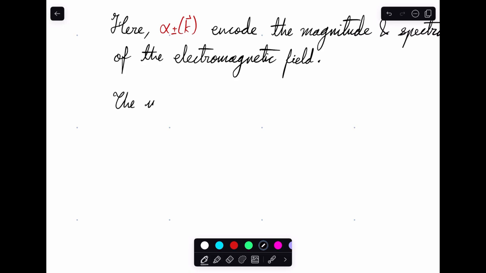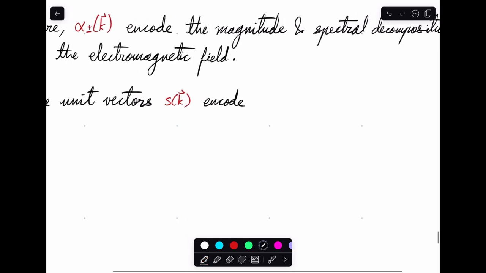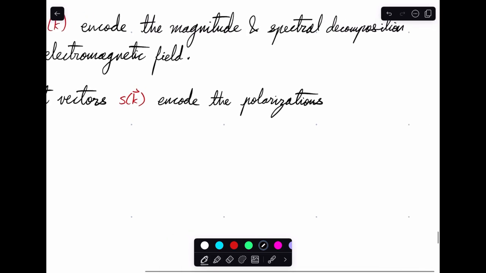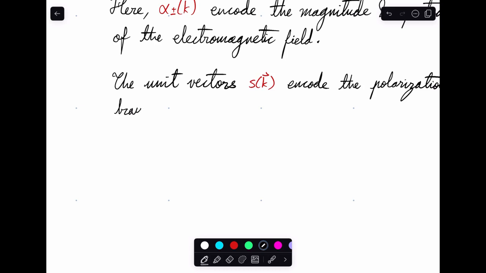And then the unit vectors S of k encode the polarizations for each traveling mode of the wave. I'll just say this, traveling mode.